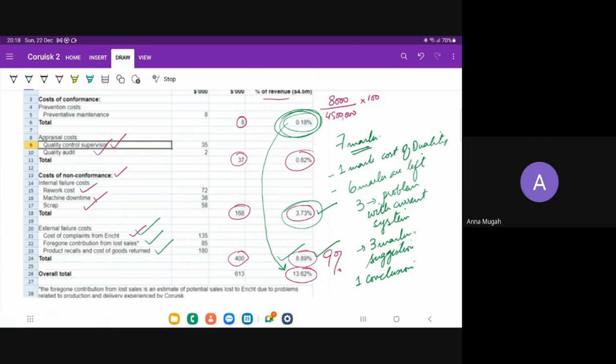So my point is that whatever you are writing, you have to make sure that you are coming up with the why factor. You have to identify why you think that the current system is not good, and why you believe that this suggestion is a better version, and then obviously a conclusion. 1 mark for the conclusion, right? So that's how we can answer a 25 marks question.